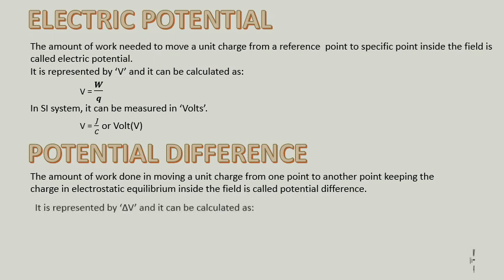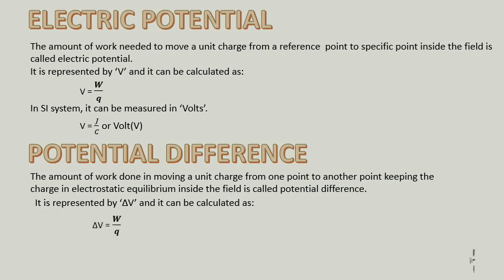It is also represented by delta V, and delta V equals work done per unit charge, or W upon Q.